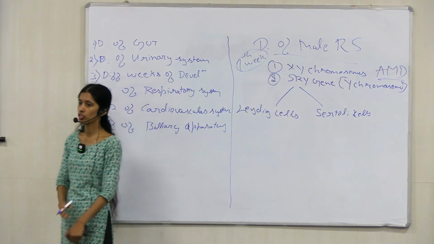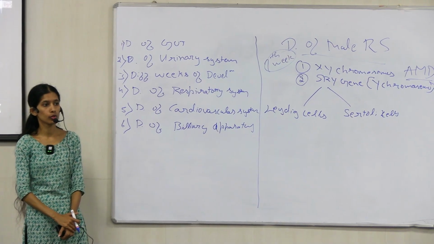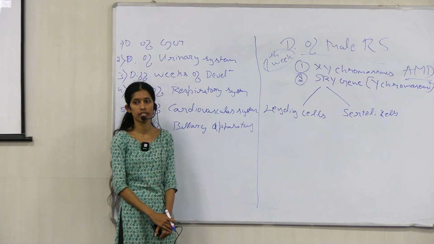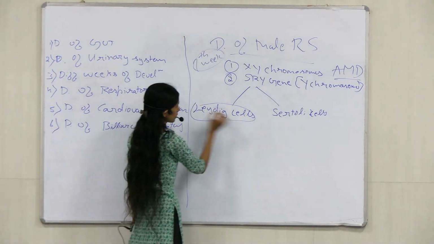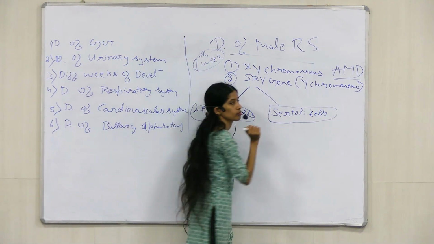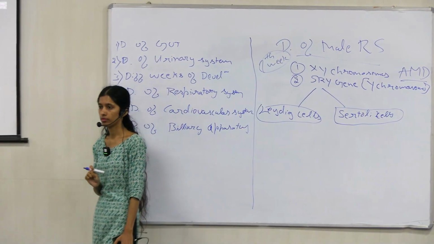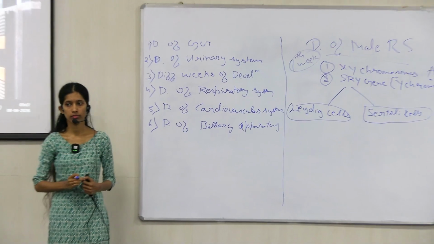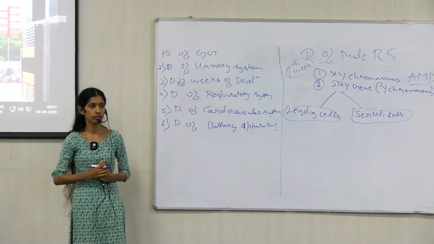The SRY gene, particularly located on your Y chromosome, will produce 2 important cells. The first one is Leydig cells and the second one is Sertoli cells. So what is the importance of these cells? What are their characteristic features in general? Sertoli cell is for nourishment. Leydig cell is for producing testosterone. Okay, fine.